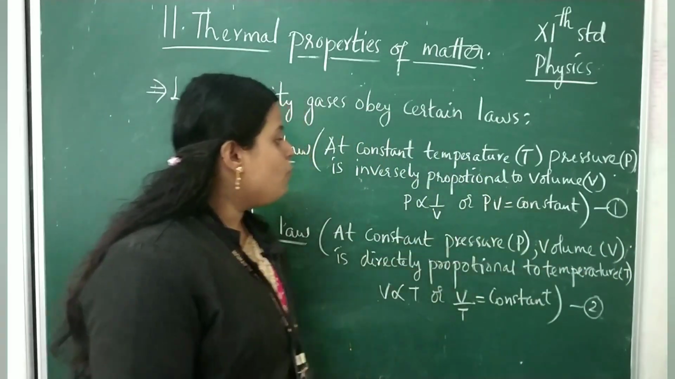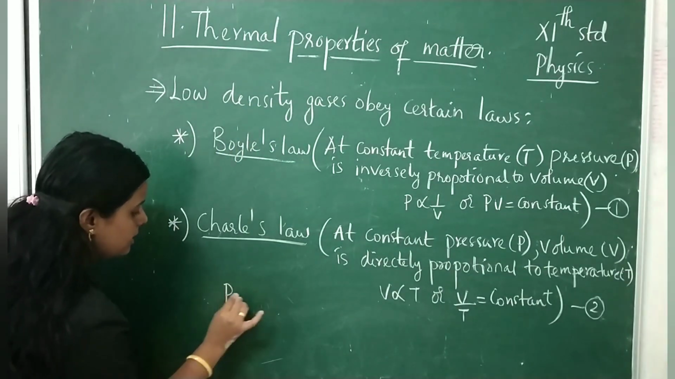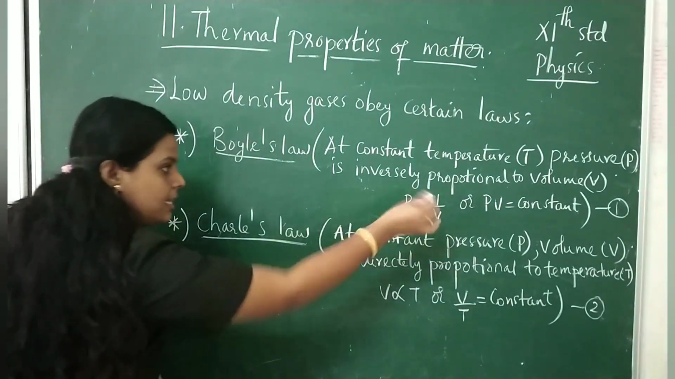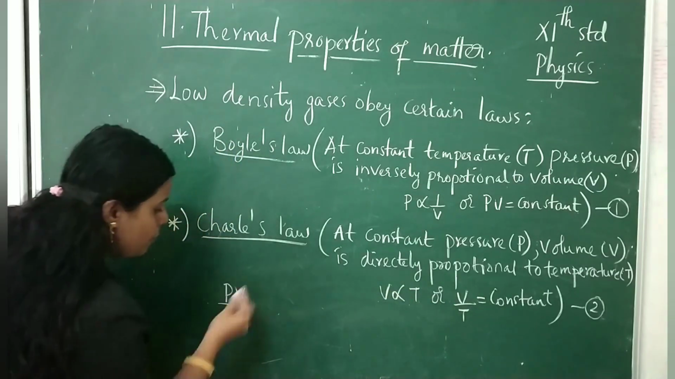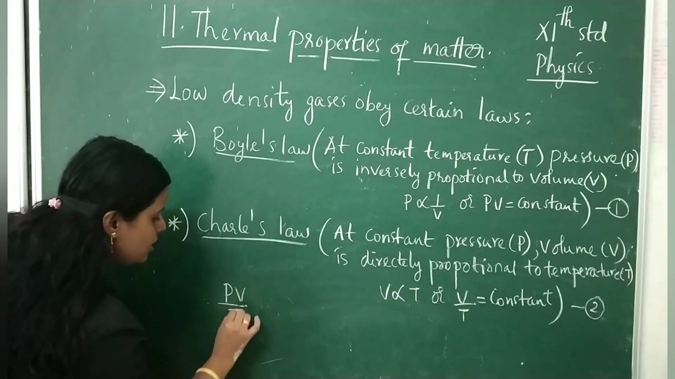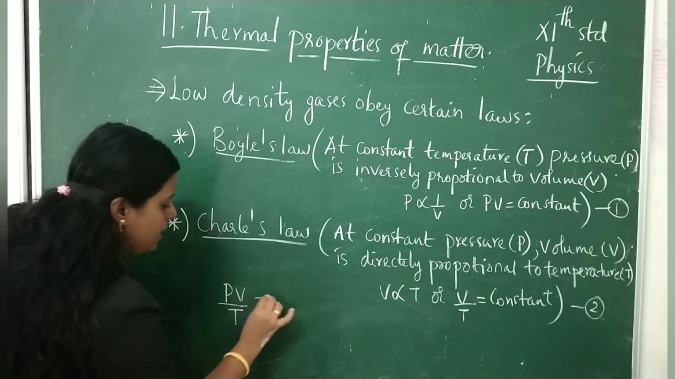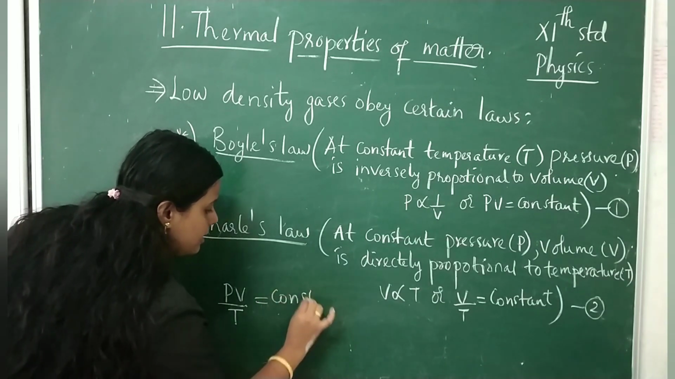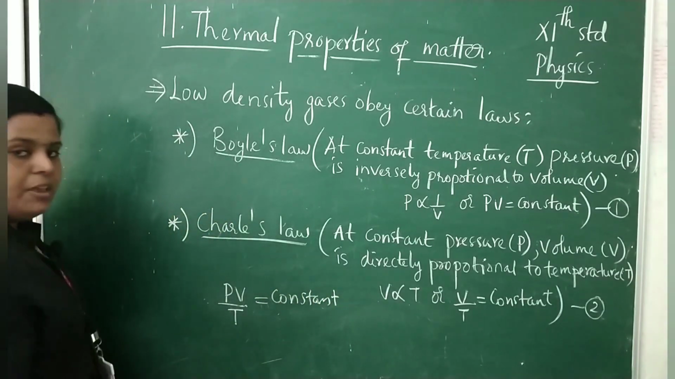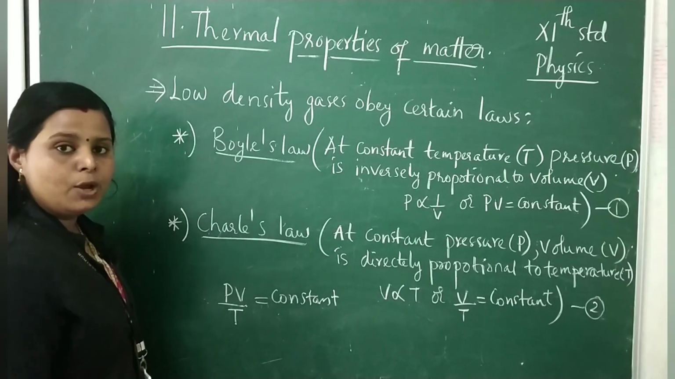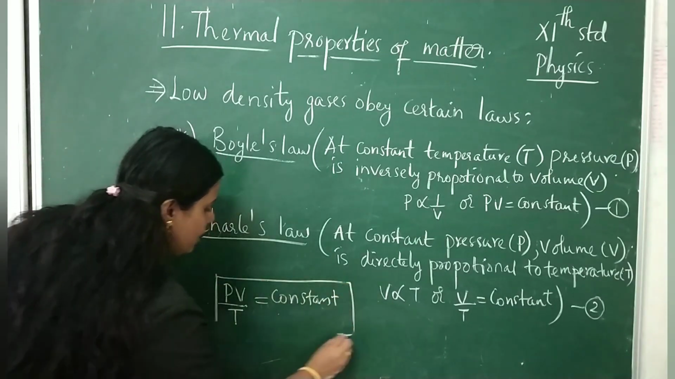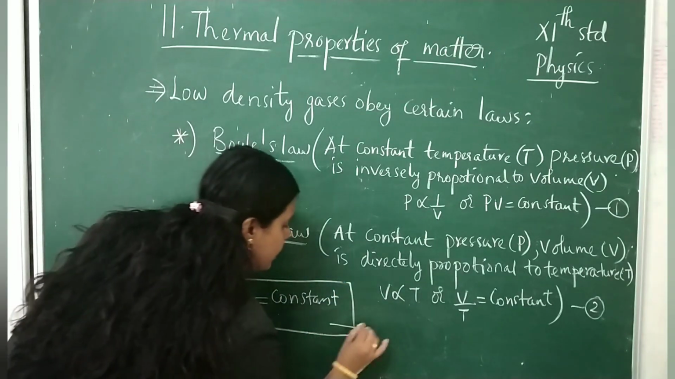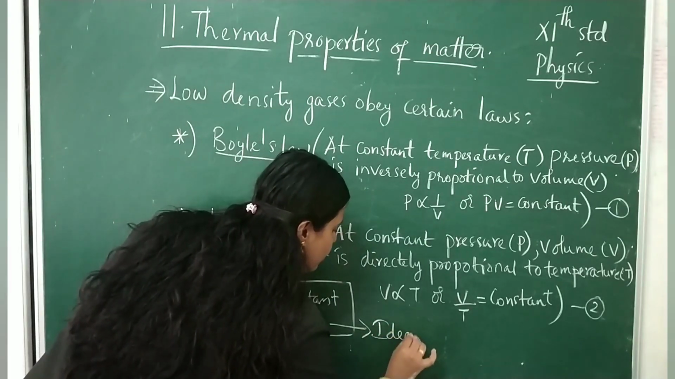Now combining 1 and 2, we obtain this result, that is PV is a constant, and according to the second equation, V by T is a constant. So generally we can write PV by T is a constant. PV by T is a constant, and this law is known as the ideal gas law.